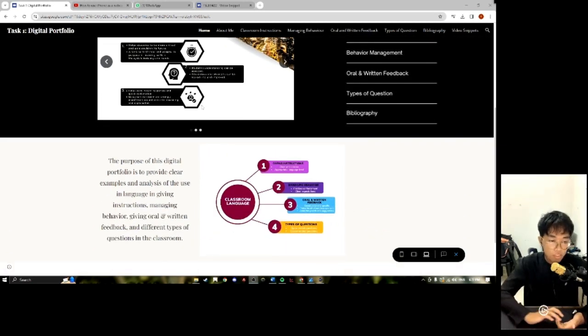So the purpose of this digital portfolio is to provide clear examples of analysis and the use of language in giving instructions, managing behavior, giving oral and written feedback, and different types of questions in the classroom. So I guess without further ado, let's get right into it.